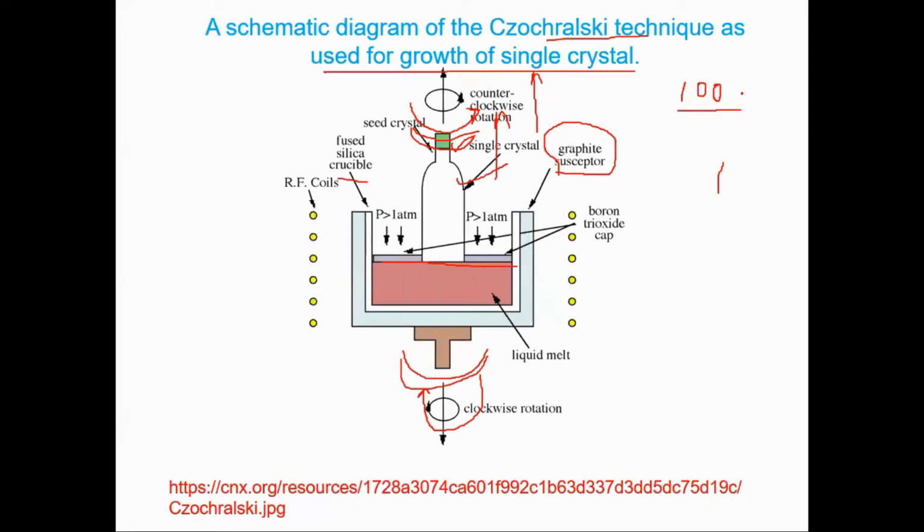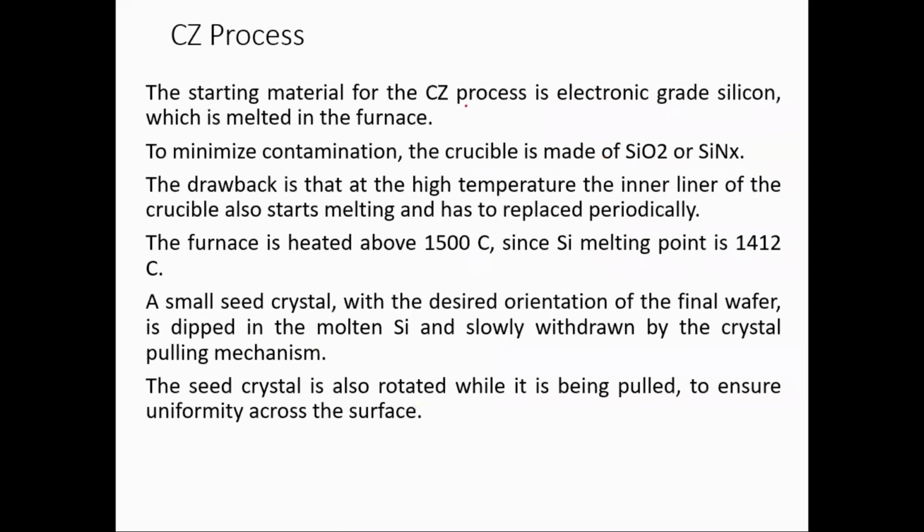So this is the entire process of how from your amorphous silicon EGS you get a silicon ingot, and these are the various components which are there. Now there are certain conditions which need to be fulfilled so that your CZ technique does not give you any problem. I will be discussing them in the coming slides. So here you can see the CZ process.